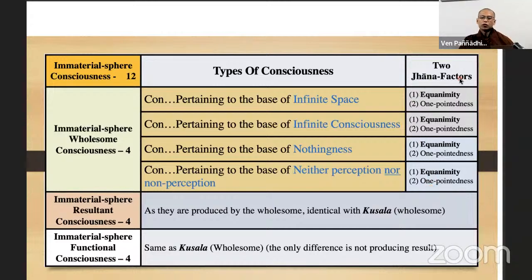And okay, so for the jhana factors, let's see. For the jhana factors, all 4 consciousnesses, or we can say all 12 consciousnesses, doesn't matter, this shows there are only 2 jhana factors, equanimity and one-pointedness. Equanimity is upekkha, one-pointedness is what? Ekaggata. Ekaggata, right? So what is this similar to? Which jhana? Fifth jhana. The fifth of the 5 material jhanas.